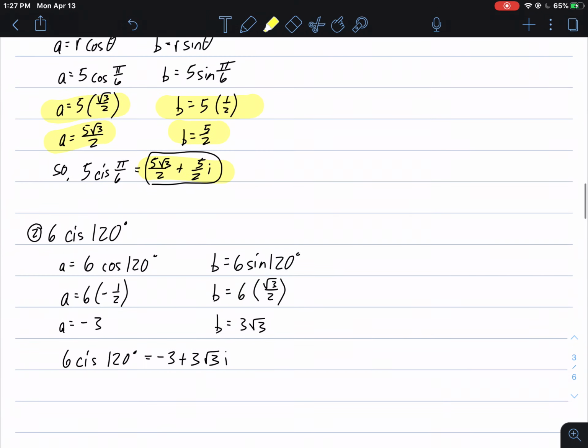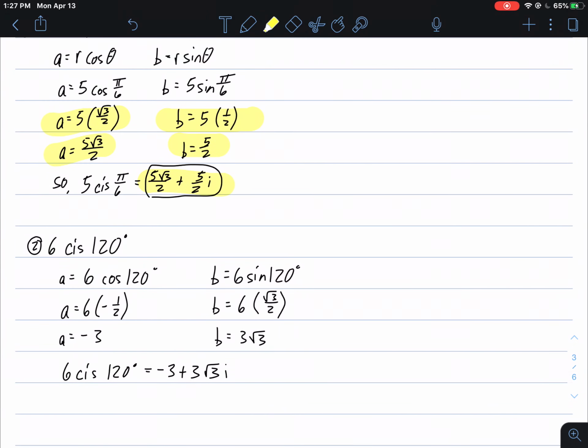Number 2, the only difference there is we just have to watch our signs. Here I've got 6 cis 120. There's A, R cosine theta. There's B, R sine theta. Now this is 120 degrees, which is in quadrant 2, where cosine is negative, sine is positive. My reference angle would be 60 degrees. Our cosine of 60 would be 1/2. In quadrant 2, that means negative 1/2.